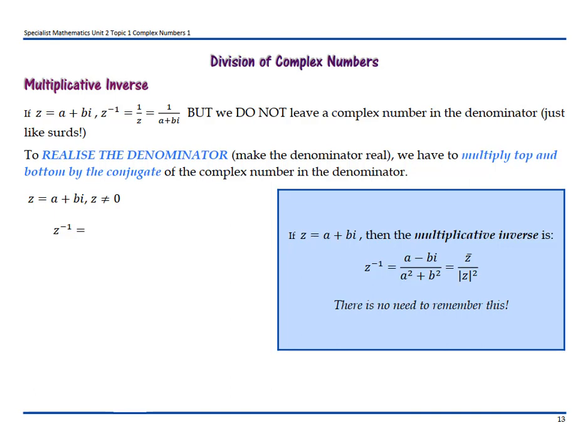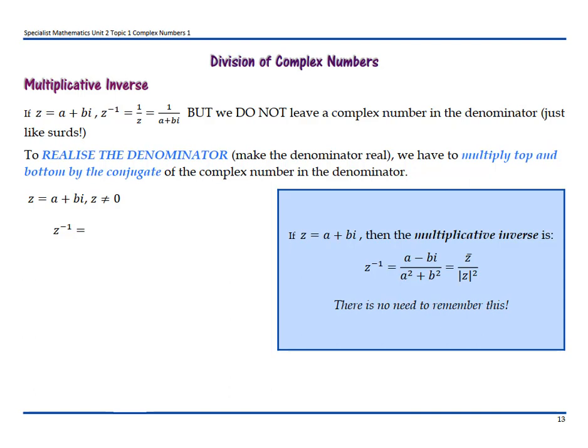So this video looks at the division of complex numbers, and to be able to do that we need to look at what's called the multiplicative inverse. Now if z equals a plus bi, the multiplicative inverse, or z to the negative 1, which is also known as 1 over z, is equal to 1 over a plus bi.